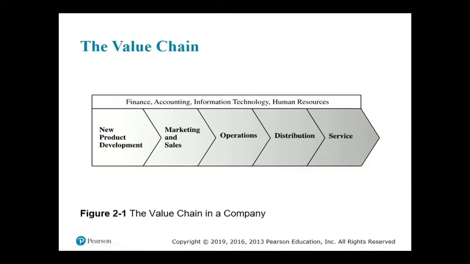So, for example, 7-Eleven does a really good job in aligning the different strategies along the different parts of the value chain. The marketing part, what 7-Eleven emphasizes is convenience. Right, so easy access to stores and availability of a wide range of products and services.